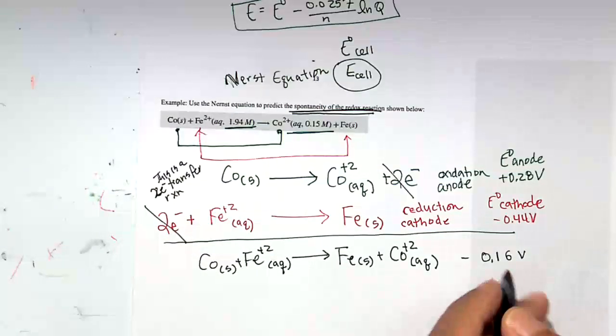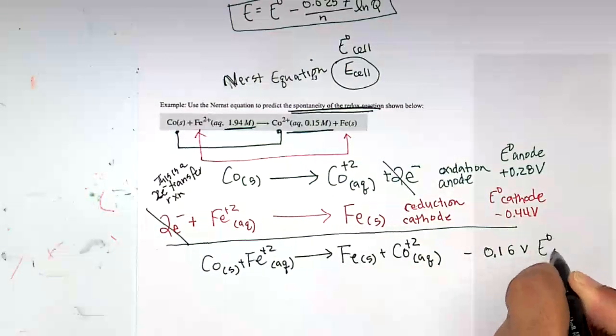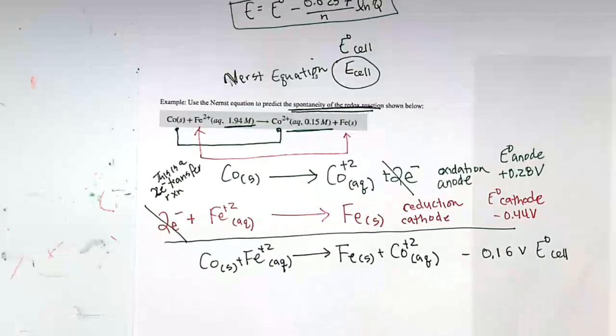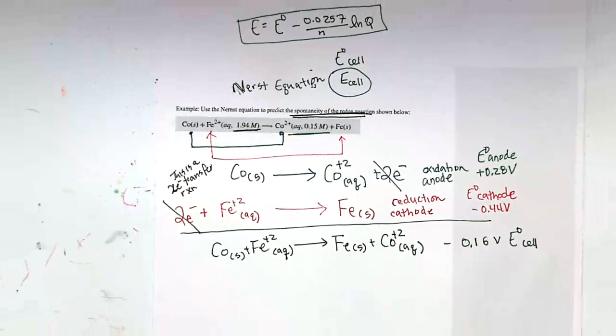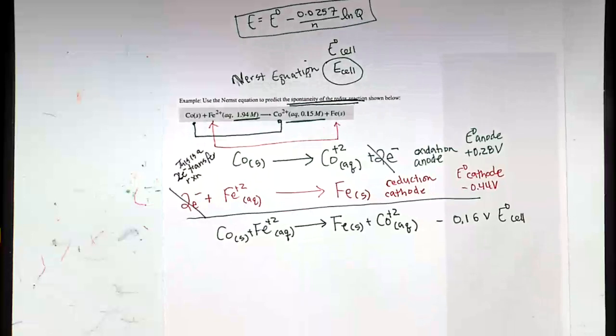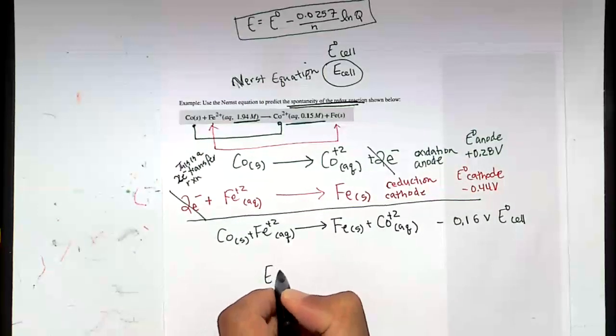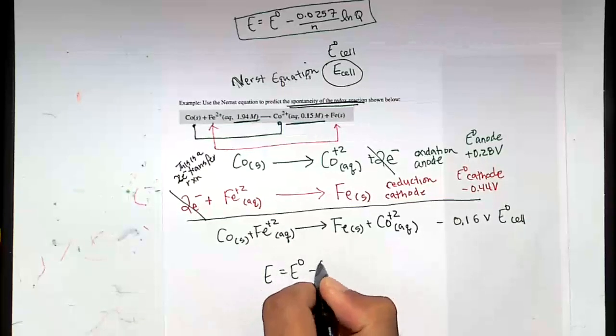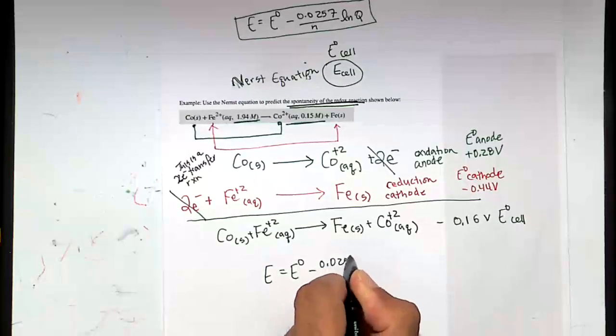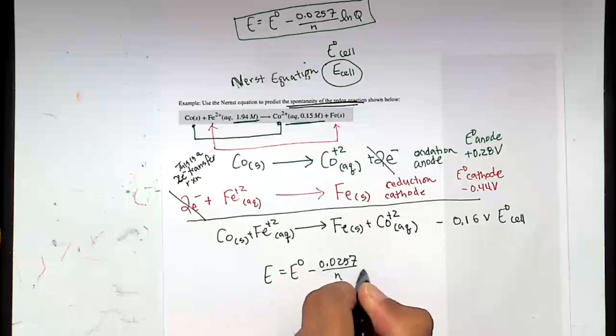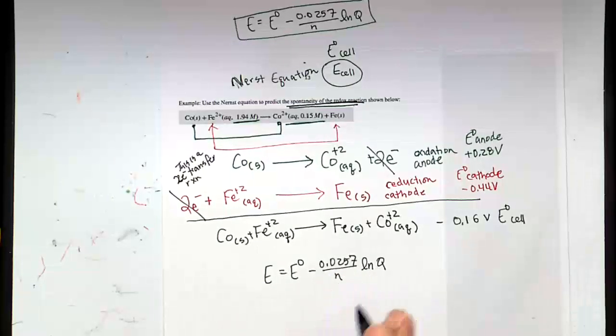Yeah, negative 0.16 volts. All right, so this is going to be E cell, which is the battery cell, cathode and anode, we put them together. Now we'll use the Nernst equation and solve for this. E equals E naught minus 0.0257 over n, natural log Q.